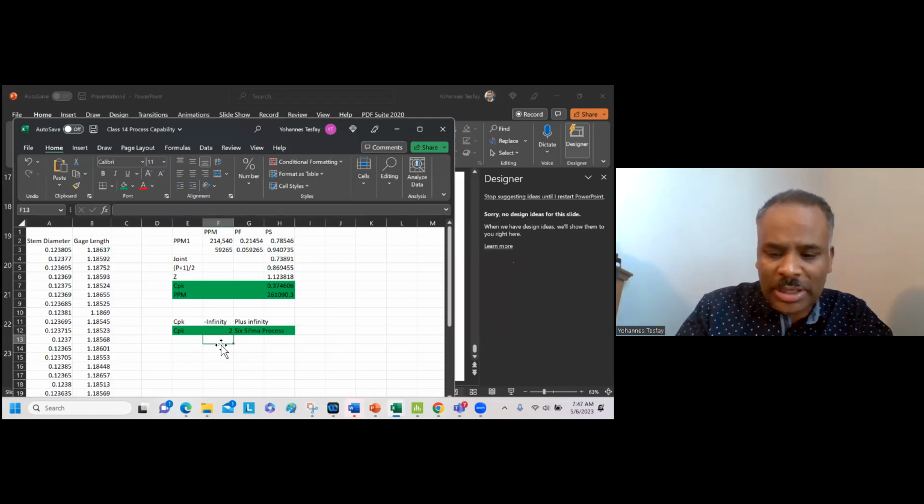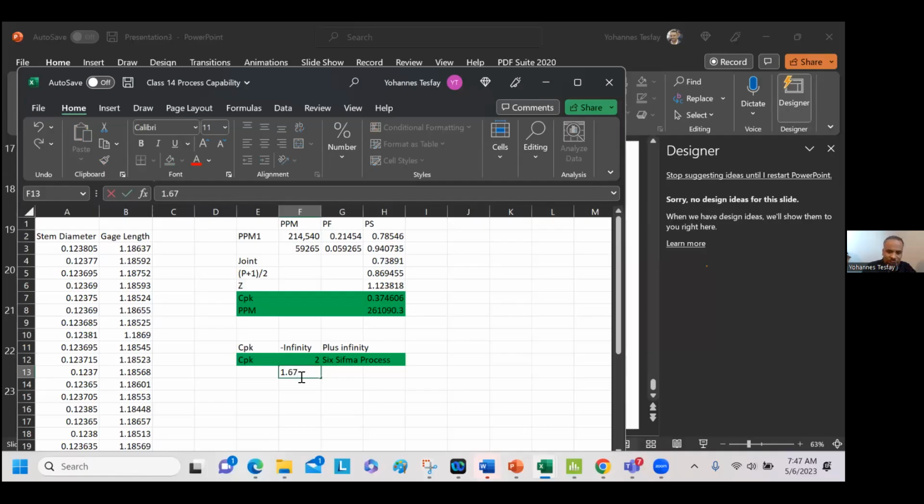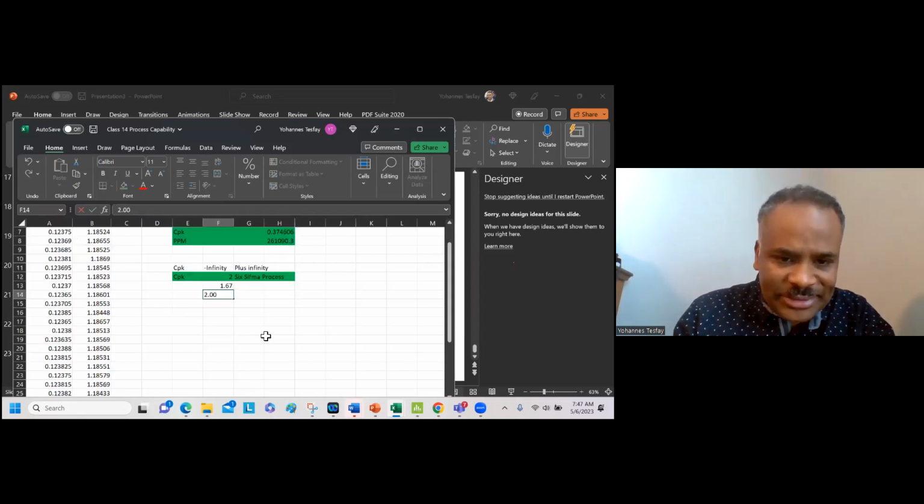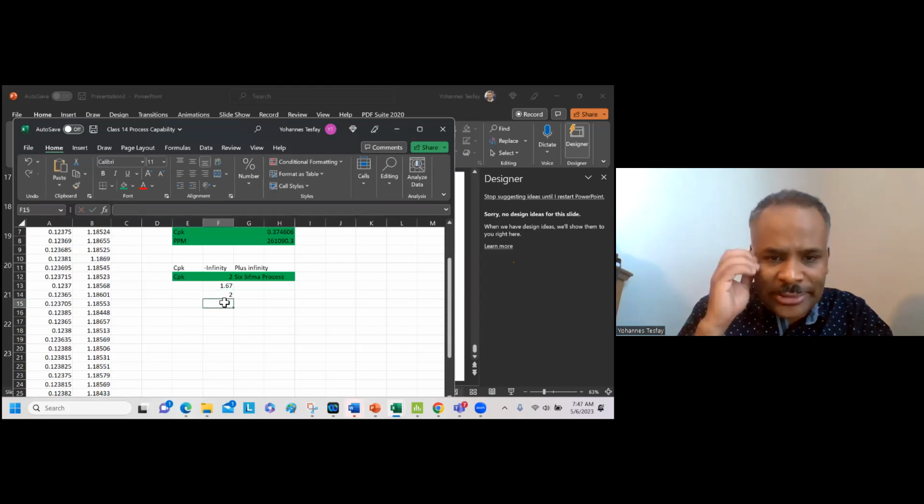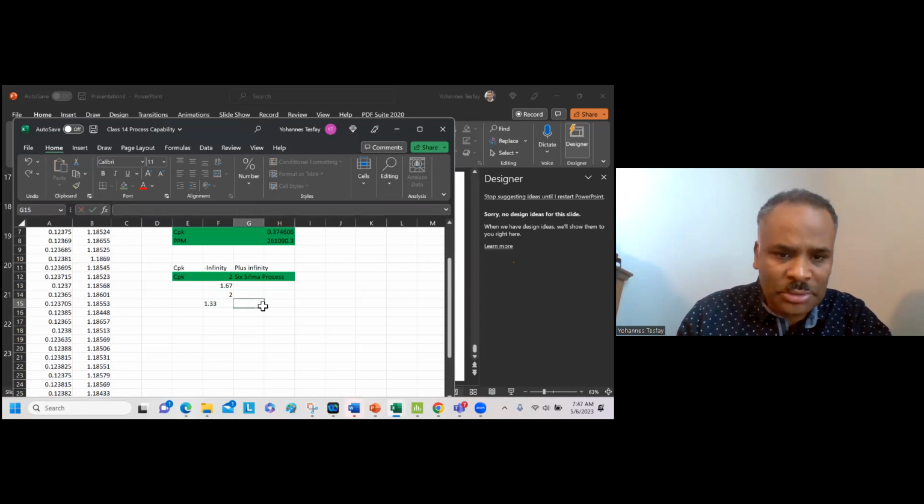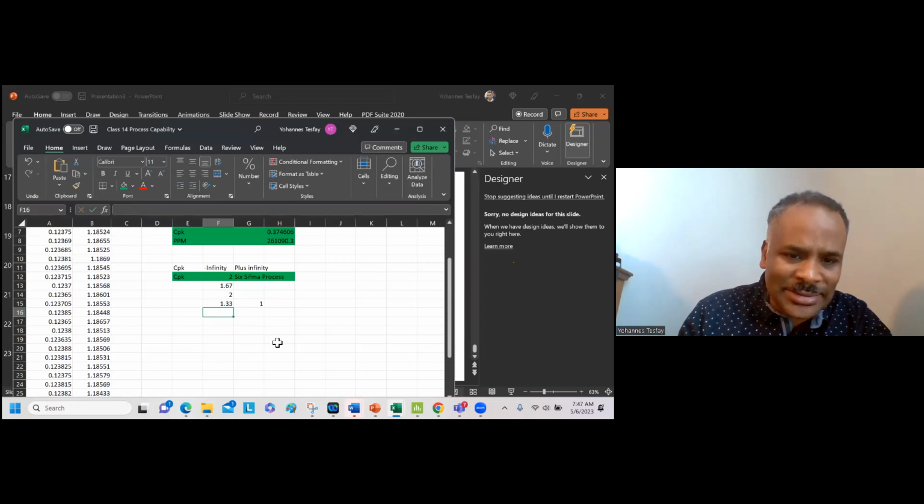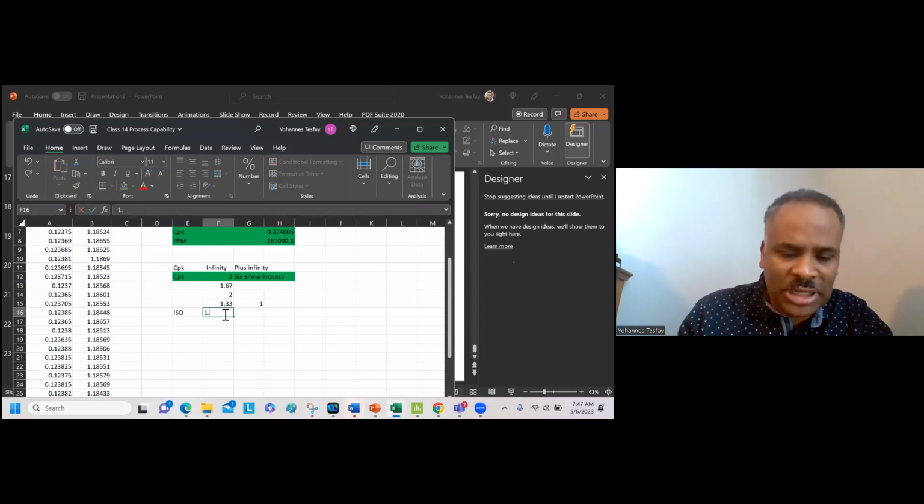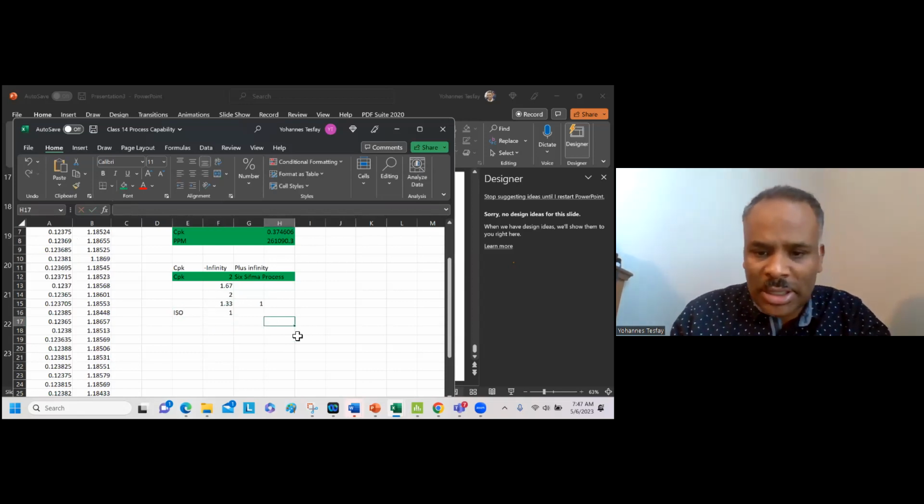Automotive industry, how much did we say? 1.67 for the critical parts. Aerospace almost 2 for the critical parts. Okay. Electronics, some kind of industries, 1.33 to 1. These are ISO standard based, 1, just like that, okay.